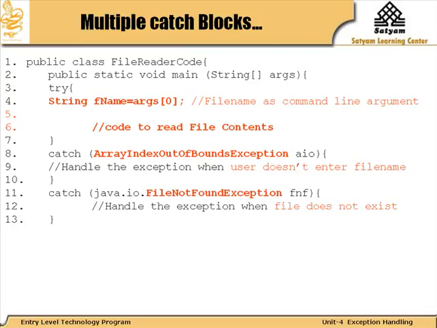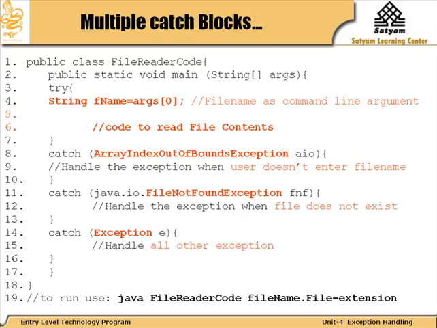And then I am handling the file not found exception to make sure that my program does not go for an abnormal termination if the file name passed as command line argument was not found in the current path. And finally, I have a catch block of Exception class. This can be used as a more generic way of handling the exception.